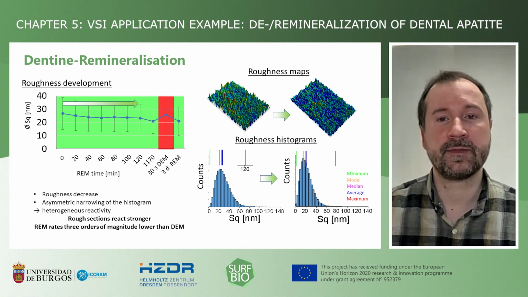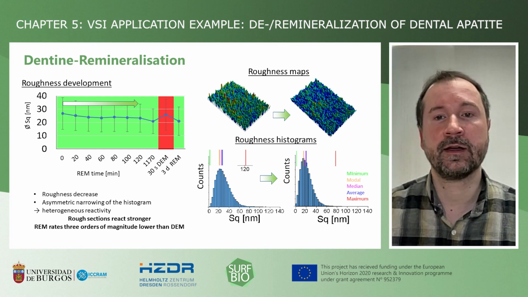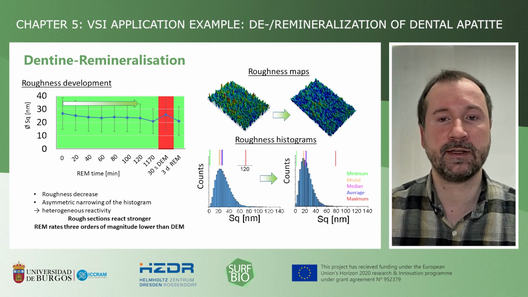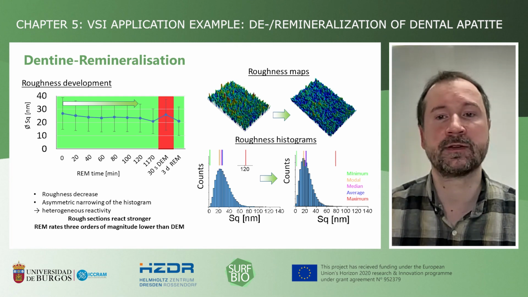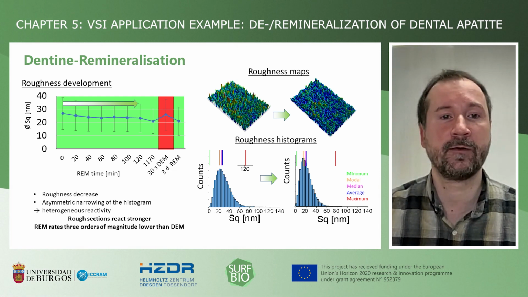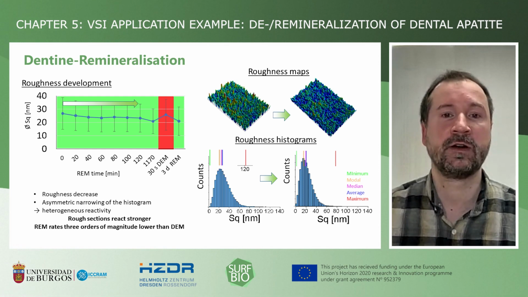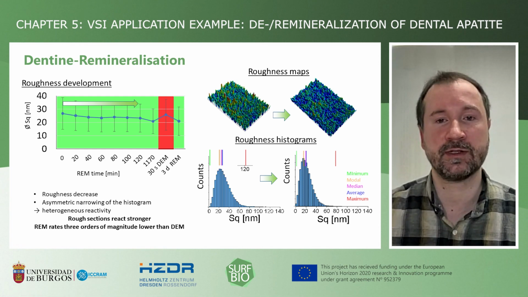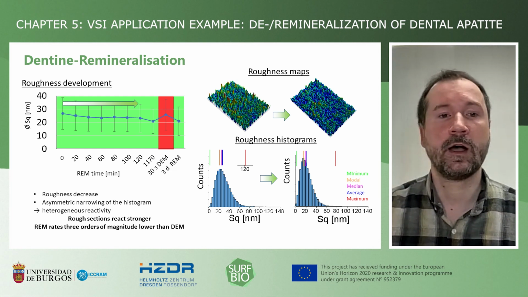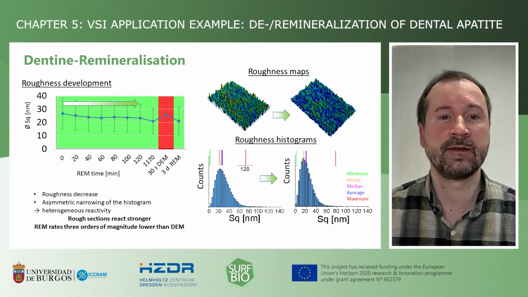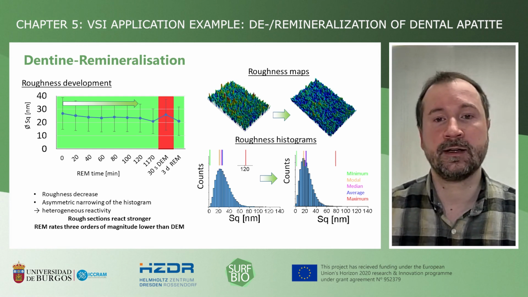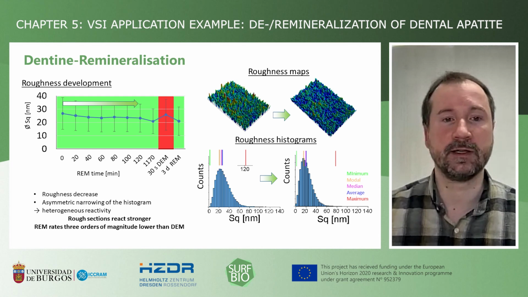Looking at the histograms, we can identify an asymmetric narrowing of the SQ histogram, indicating a heterogeneous surface reactivity as rougher features react stronger to the remineralization process, indicating the successful remission of erosion-induced damages to the tooth. However, we also see that only a small etching step, as indicated in red, can again reverse the successful treatment.